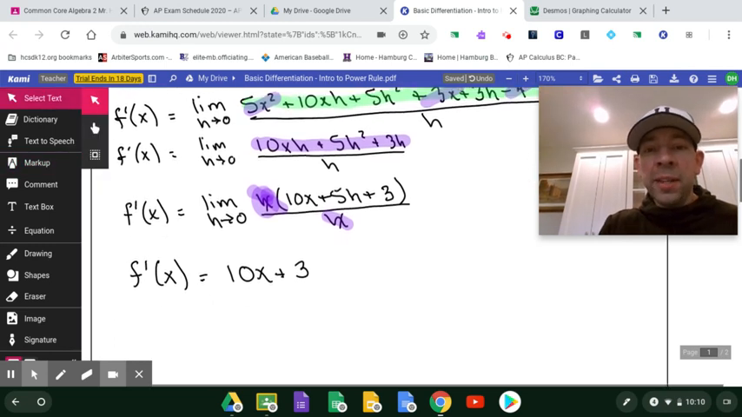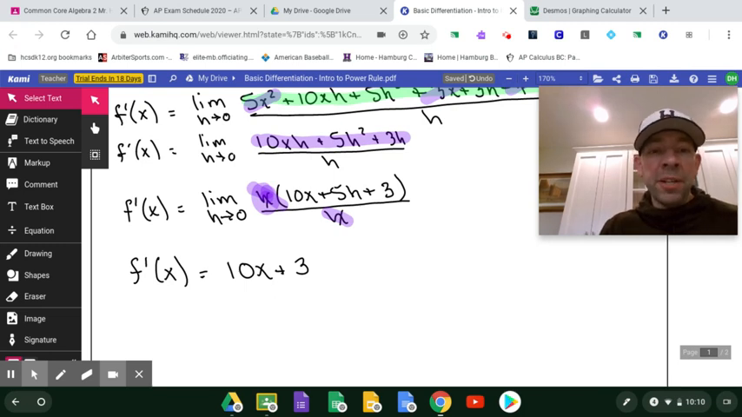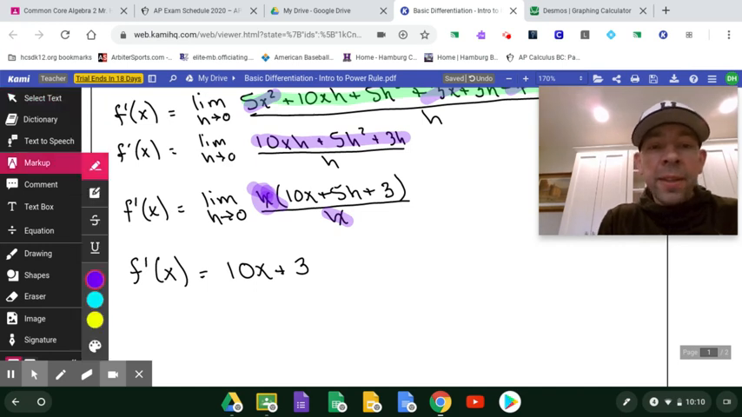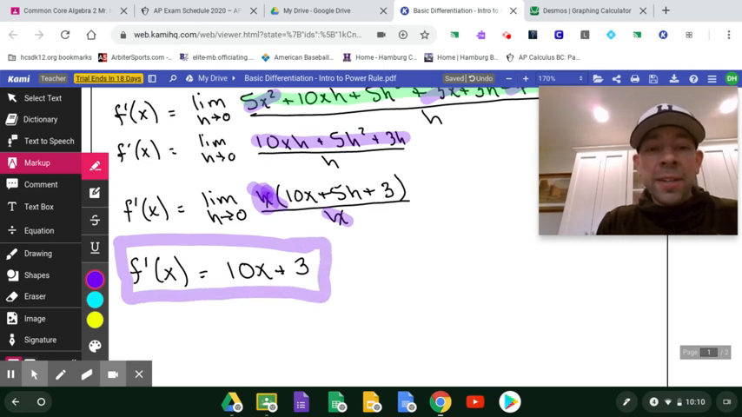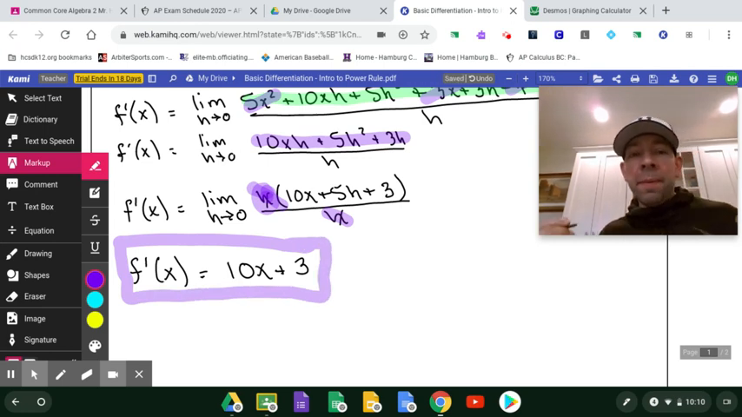Up until this point, that limit as h approaches 0 has literally been just a decoration, and now it's going to have some meaning. We substitute the 0 for h, and we end up with 10x plus 3, and winner, chicken dinner. Here is our derivative function. But man, oh man, we do not want to have to do that much work every time.